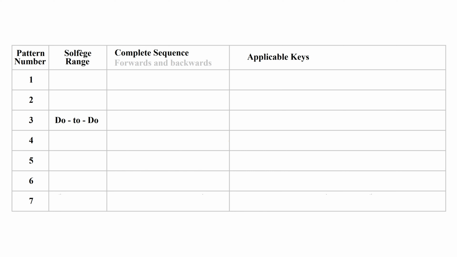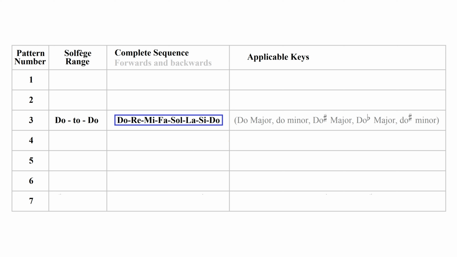The third pattern, from Do to Do. So ascending seconds, Do, Re, Mi, Fa, Sol, La, Si, Do. Descending diatonically, Do, Si, La, Sol, Fa, Mi, Re, Do. The applicable keys, Do major with no sharps or flats, Do minor with 3 flats, Do sharp major with 7 sharps, Do flat major with 7 flats, and Do sharp minor with 4 sharps.